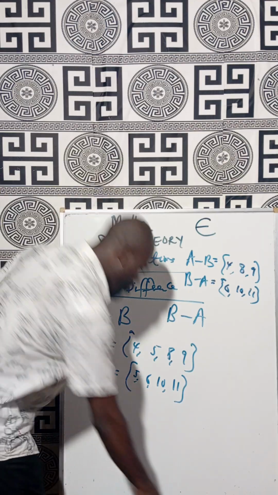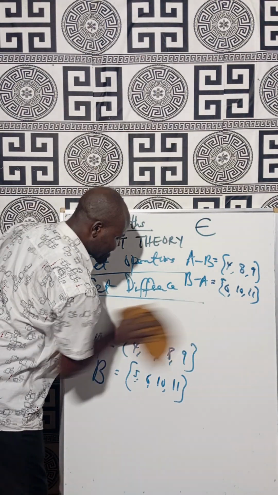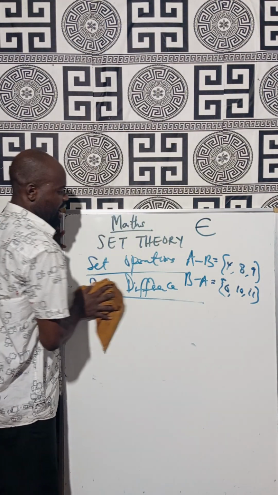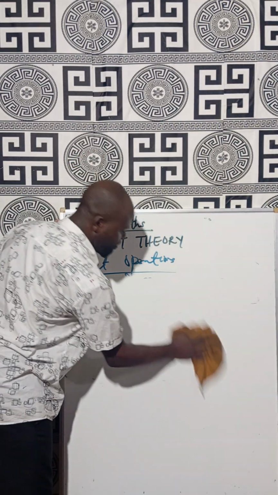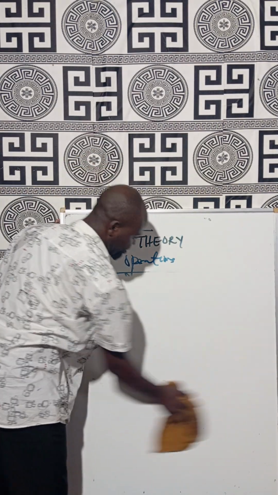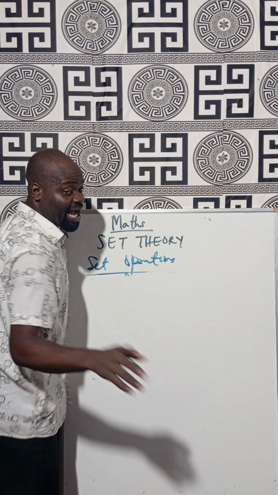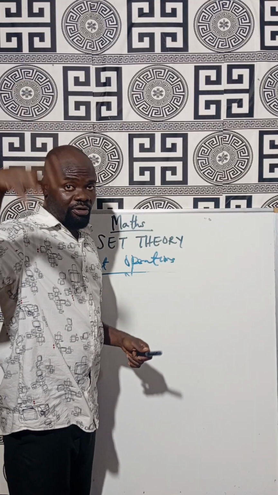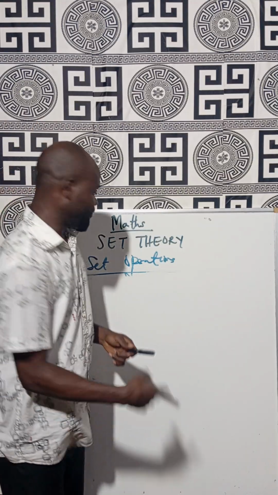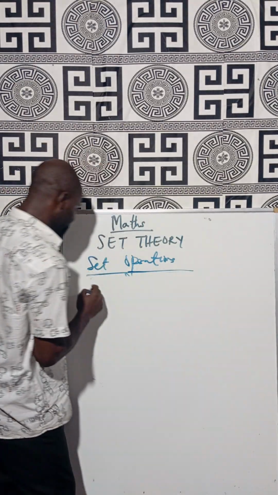Understand? Okay? Having done set difference, let's go to union, intersection, and complement. Mind you, this is set operation 1. We still have more. So I will still do more. You understand me now? More for you. So let's look at union.